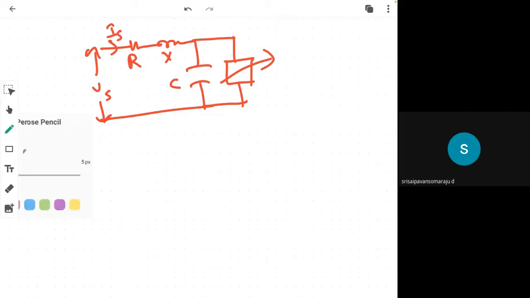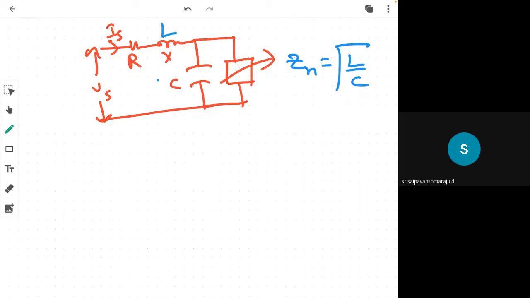The natural impedance of the line is Zn equal to square root of L by C. Here it is L, this is C, the total inductance of the line and total capacitance of the line. So Zn is the natural impedance of the line or characteristic impedance of the line, equal to square root of L by C.